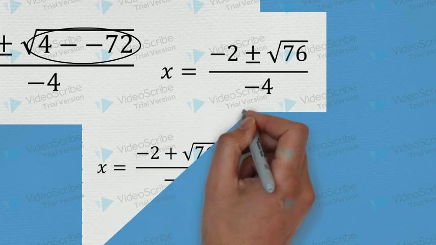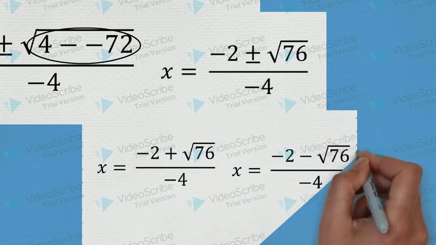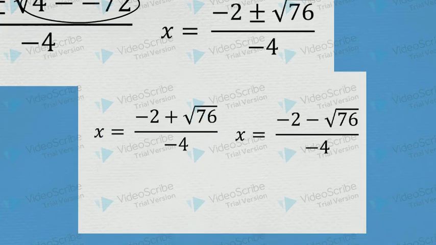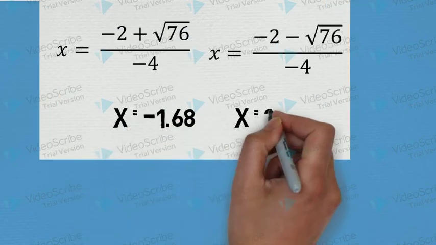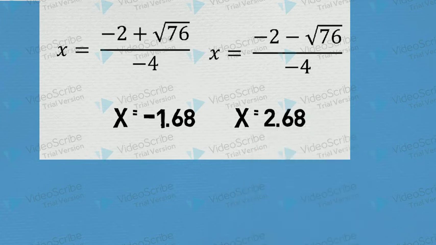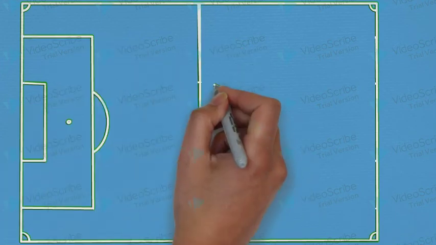Of course, we have to separate these problems because of the plus and minus. So now we have x equals negative 2 plus the square root of 76 over negative 4, and x equals negative 2 minus the square root of 76 all over negative 4. Remember, we do this because the quadratic formula has the plus minus. If you plug this into your calculator, you should get x equals negative 1.68. And for the other equation, you should get x equals 2.68. Check your work.